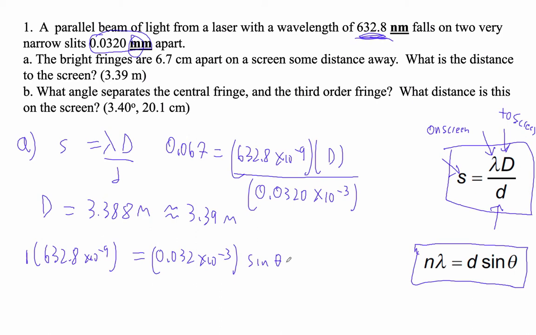okay, of 632.8 times 10 to the minus ninth, divided by 0.032 times 10 to the minus third. And then also divided by 1, by the way, because the 1 there means that we're going from one bright spot to the next. We're not skipping any, right? Okay, so that angle is 1.133 degrees, because I happen to still be in degrees. We could do this with radians, and it might be a bit easier, right?